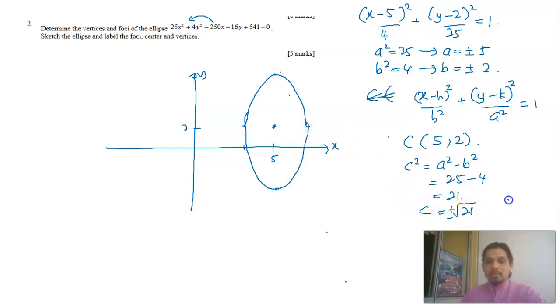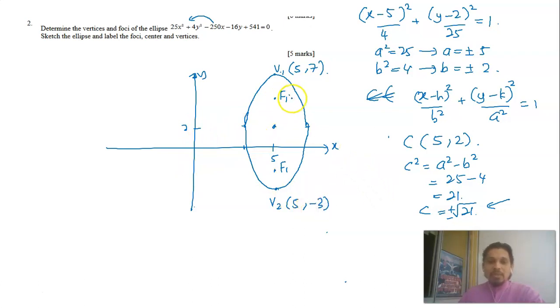And this will give you the foci F1 and F2. The focus is always on what we call the major axis, so the major axis is somewhere around here. F1 and F2, and this is V1 and V2. So x is 5, and then 2 plus 5 equal to 7. And for x it is still 5, and the value of y, 2 minus 5 equal to negative 3.